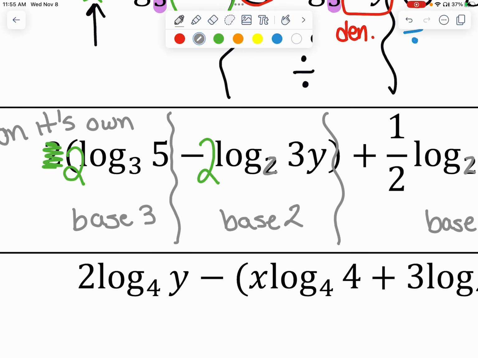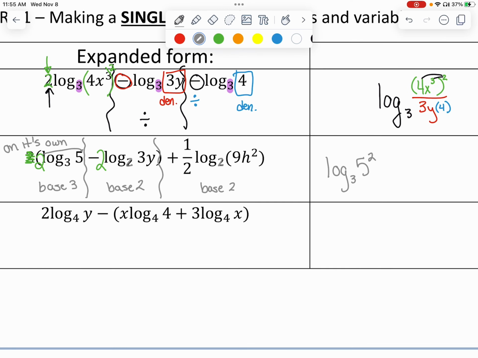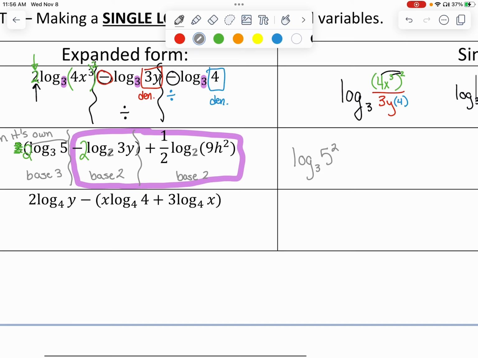This 2 needs to become an exponent on the 5. So my first one's going to be log with a base of 3 of 5 with an exponent of 2. Now, these 2 are going to become one logarithm with a base of 2. So I'm going to highlight those in purple. Over here, here's my single log.